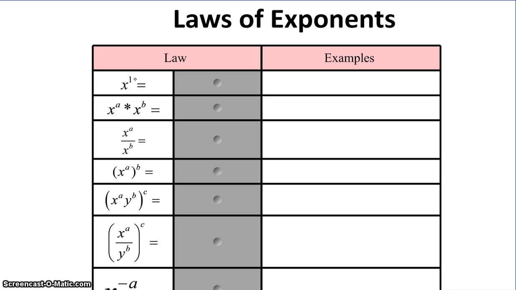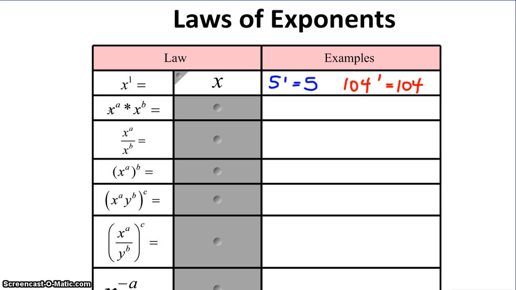Alright, so any number to the first power will be itself. So x to the first is simply x. If I were to type in my calculator 5 to the first, my calculator is going to simply tell me the answer is 5. I could also say 104 to the first power will still be 104.